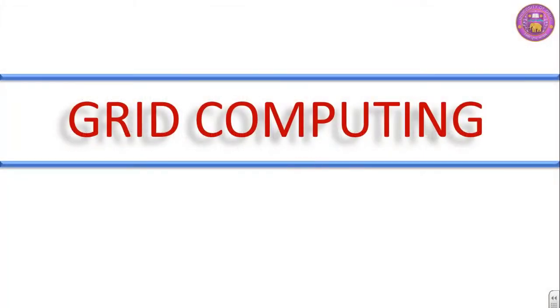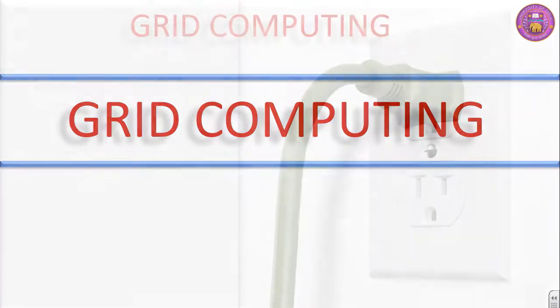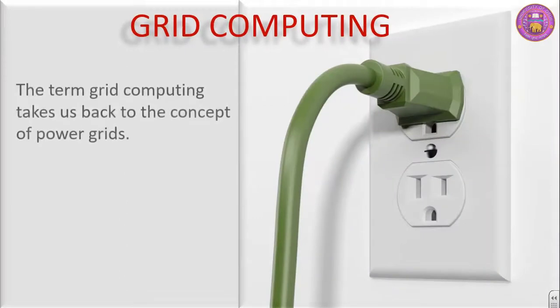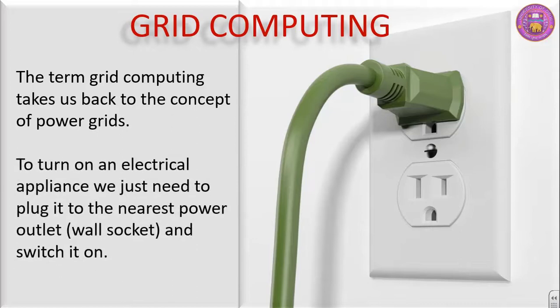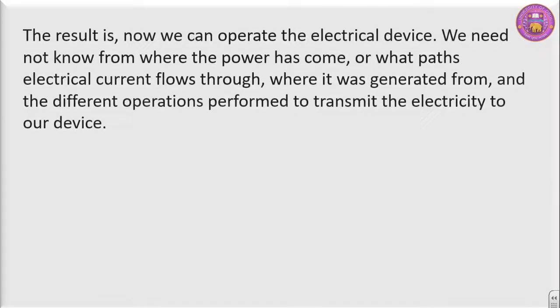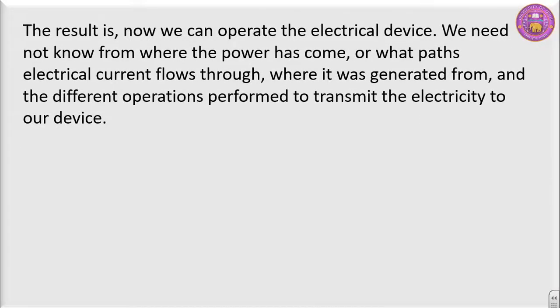In this particular video lecture, we will talk about grid computing. The term grid computing takes us back to the concept of power grids. To turn on an electrical appliance, we just need to plug it to the nearest power outlet, that is the wall socket, and switch it on. The result is now we can operate the electrical device.